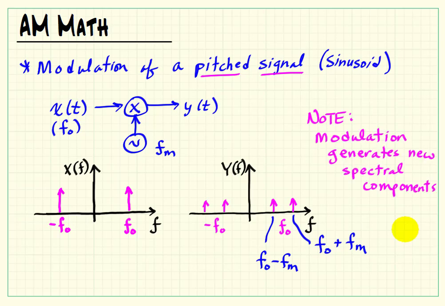Make an interesting observation here. Notice that modulation generates new spectral components that didn't exist, and that's a hallmark of a nonlinear process. If it would have been linear, then when you excite it with a sinusoid, you just get another sinusoid, maybe with a different amplitude and phase, but still only a single sinusoid. So anytime you see multiple components being generated, that's a nonlinear process.